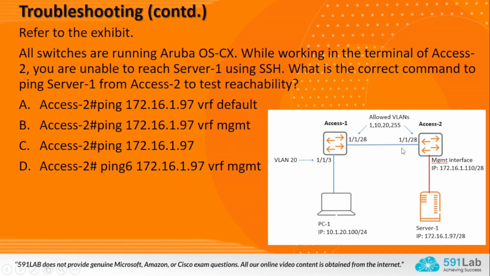172.168.1.97 and VRF MGMT. So option A is wrong, VRF default is wrong. Option B is correct, VRF MGMT. Without VRF MGMT, we cannot ping. So option C is wrong, and option D is wrong because it's not ping 6. So the correct answer is option B. Okay, let's move on to the next question.